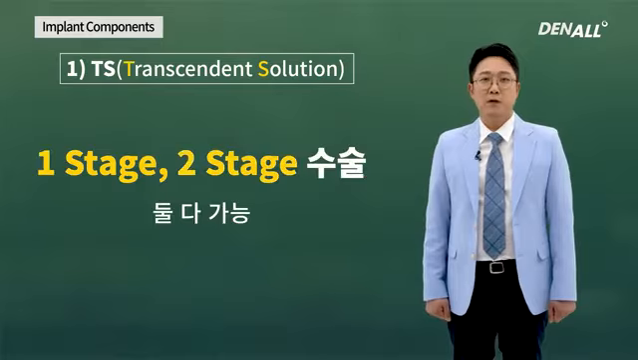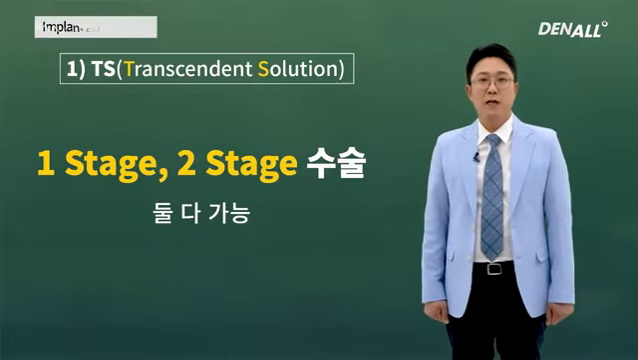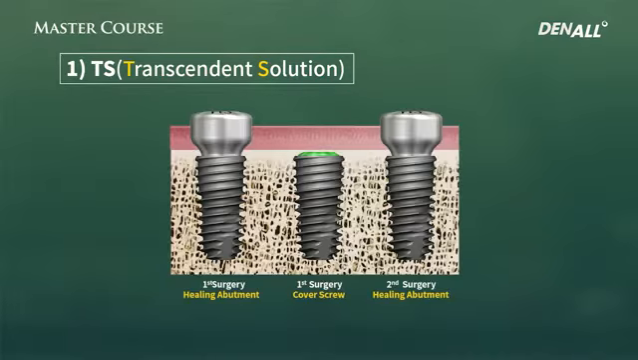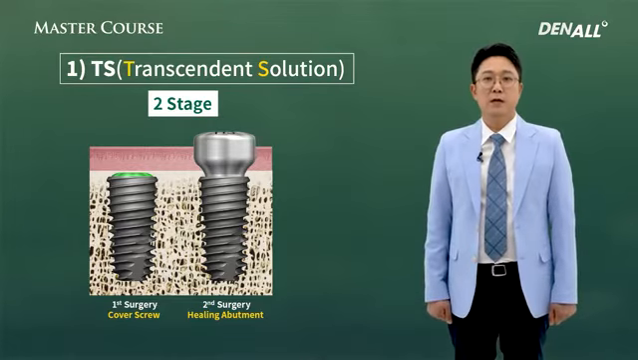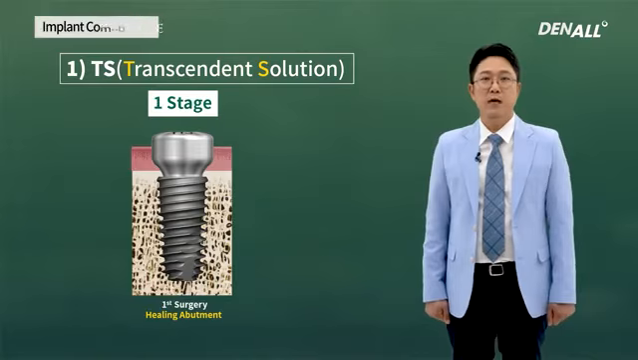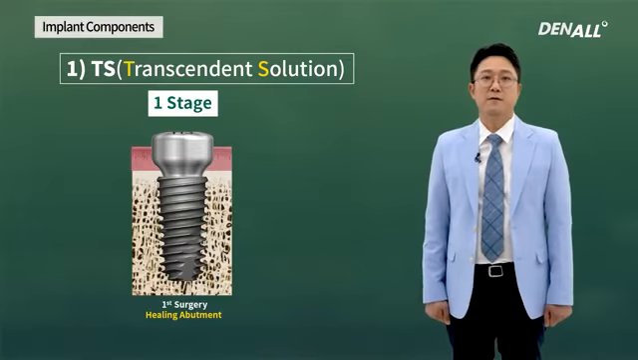TS implant can be used in both 1-stage and 2-stage surgeries. TS implant can be used for the following: implant placement, suture, healing, re-entry, and connection of the healing abutment. It is basically for 2-stage surgery. However, in the case of implant placement, if initial stability is good, you can connect the healing abutment at the same time. Therefore, 1-stage surgery is also possible.